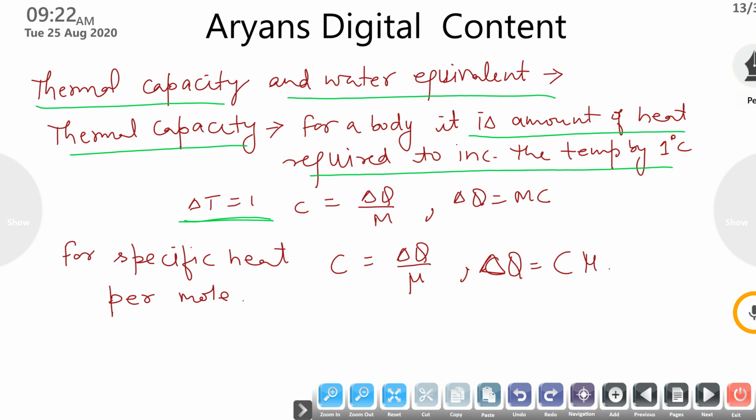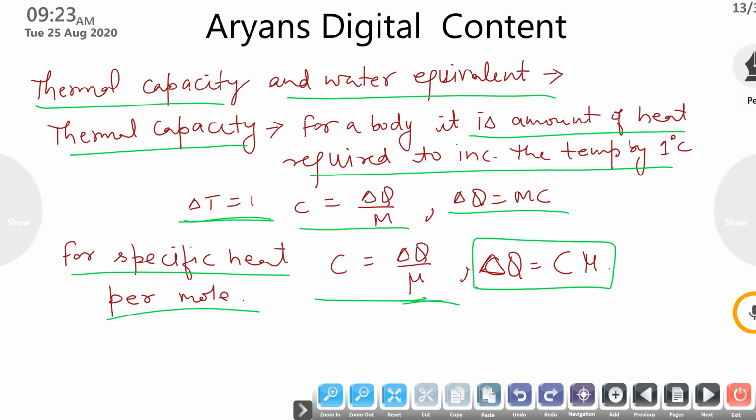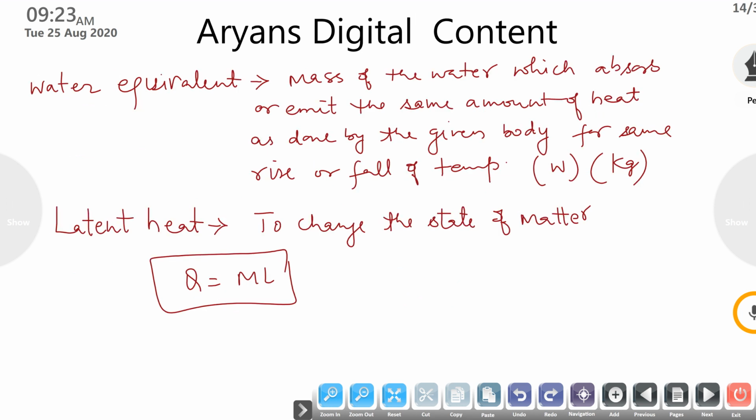So, if we put, from the last slide, delta T equal to 1, then specific heat is given by delta Q by M, and here delta Q is M into C, where M is the mass. Now, if we are using specific heat per mole, then it can be written as capital C is equal to delta Q by mu, where mu is the number of moles. By cross multiplying, I can get delta Q, the change in heat, equal to capital C into mu.